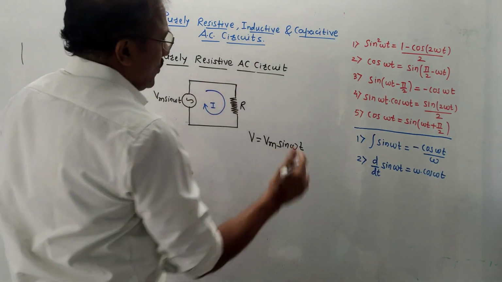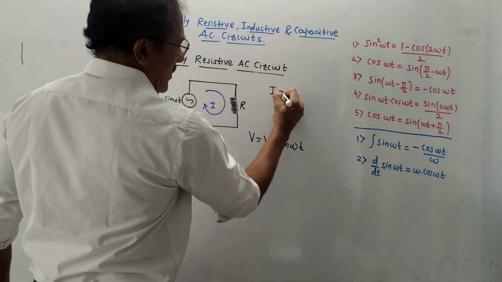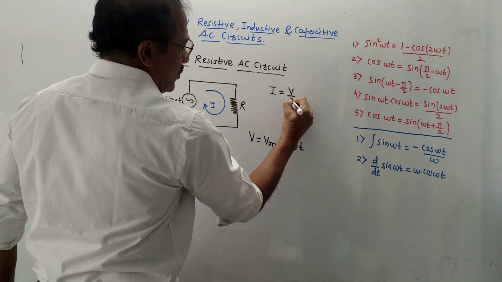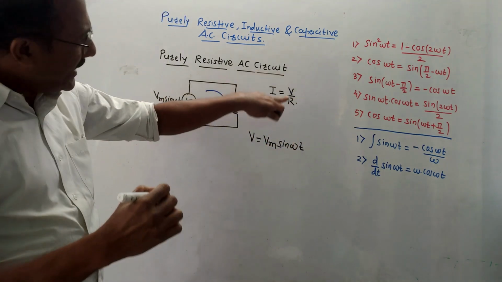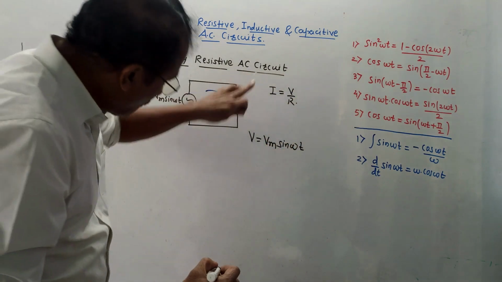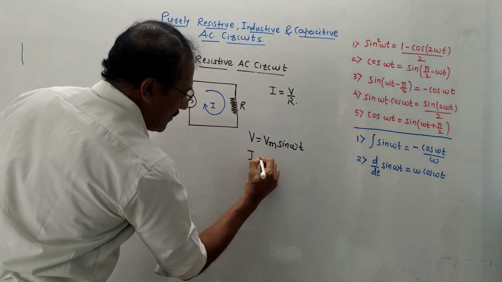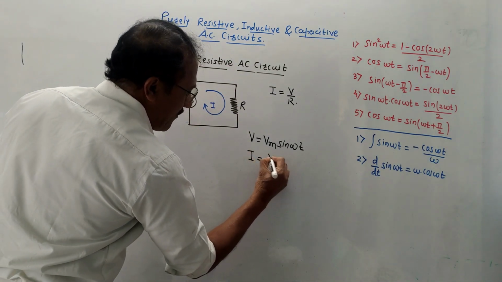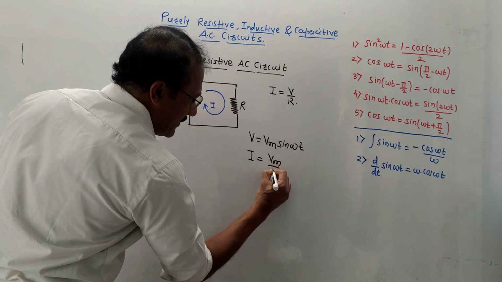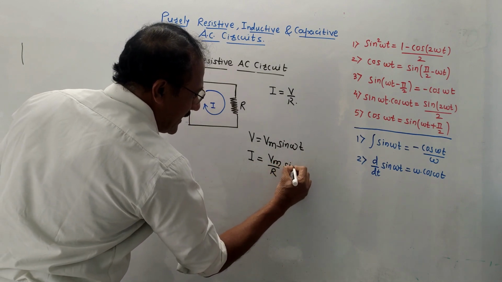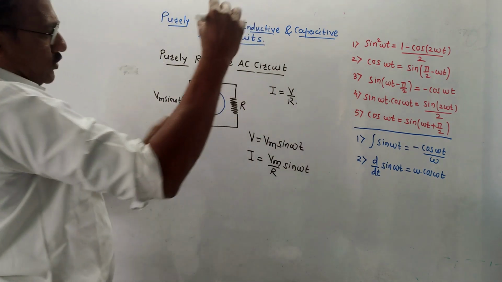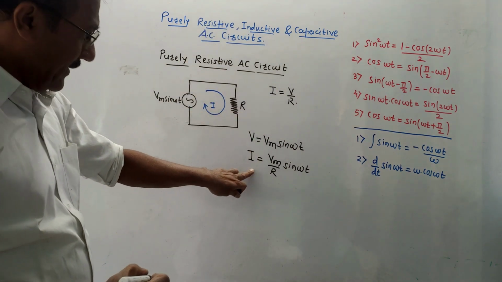Now, everyone knows the well-known equation from Ohm's law, I is equal to V upon R. V is voltage, R is resistance, I is current. So in this case, I can write the equation of current as V upon R. That means this becomes Vm upon R sin omega t. So this is the equation of current.